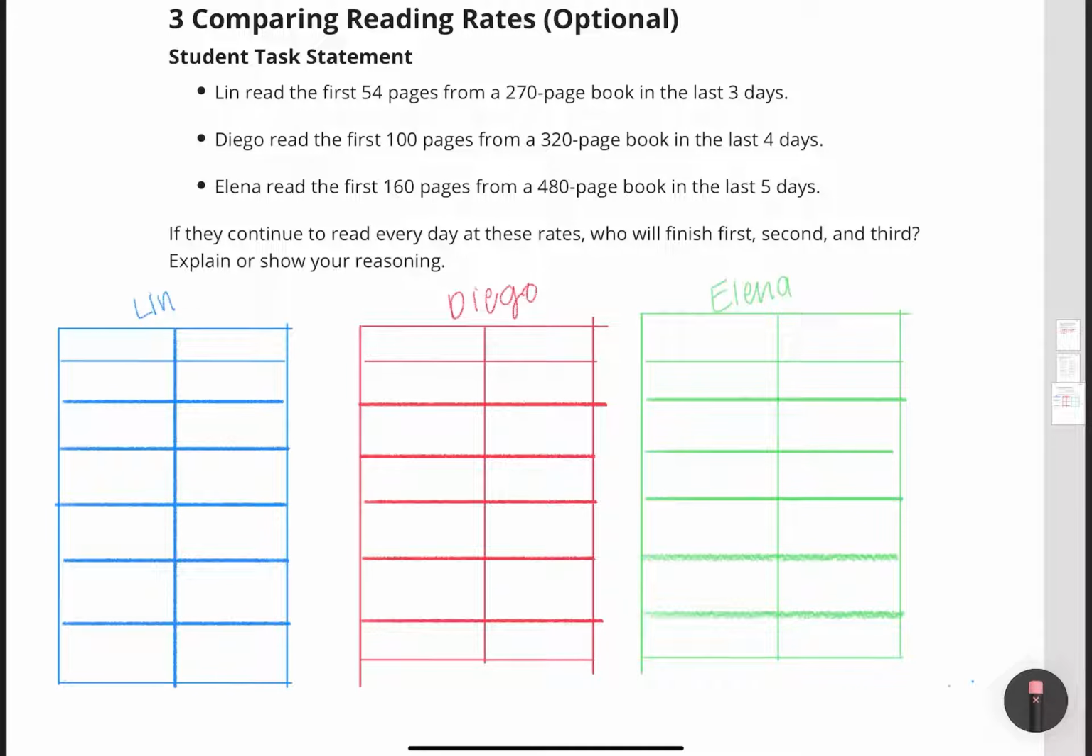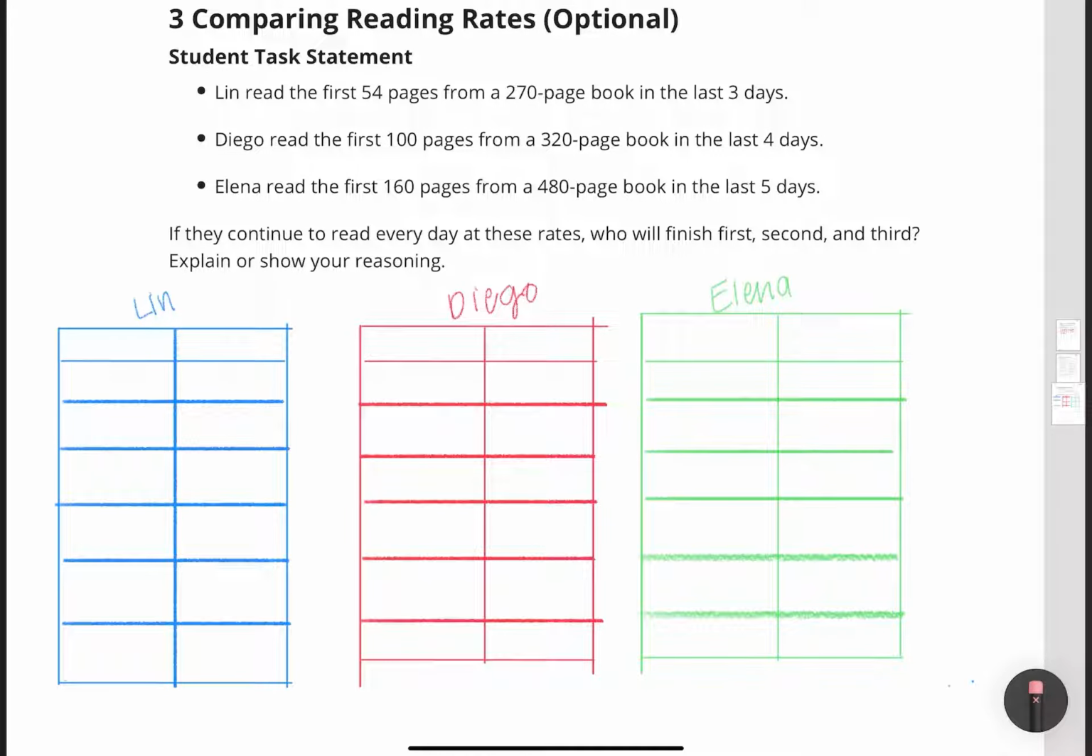So let's begin. Lynn read the first 54 pages from a 270-page book in the last 3 days. Diego read the first 100 pages from a 320-page book in the last 14 days. Elena read the first 100 pages from a 480-page book in the last 5 days. If they continue to read at these rates, who will finish first, second, and third? Explain or show your reasoning.